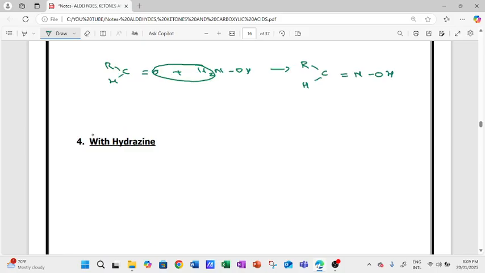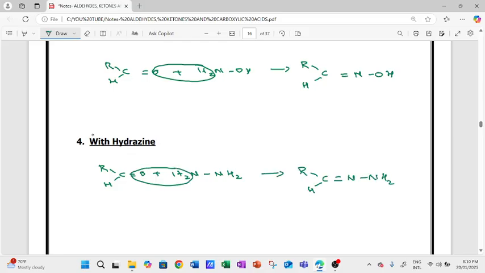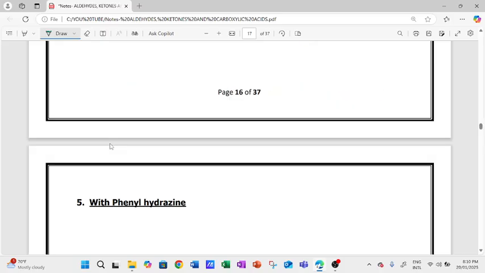Now hydrazine. In hydrazine, again RCH double bond O, NH2, then one more NH2, that is hydrazine. Then this water is eliminated, we get RCH double bond N NH2, which is hydrazone. The names are there in the tabular column. You may go through that.